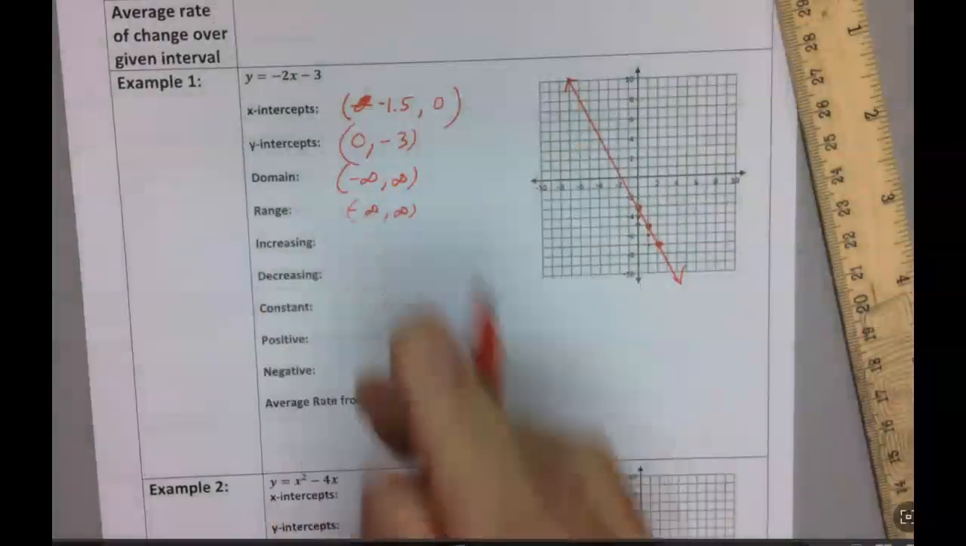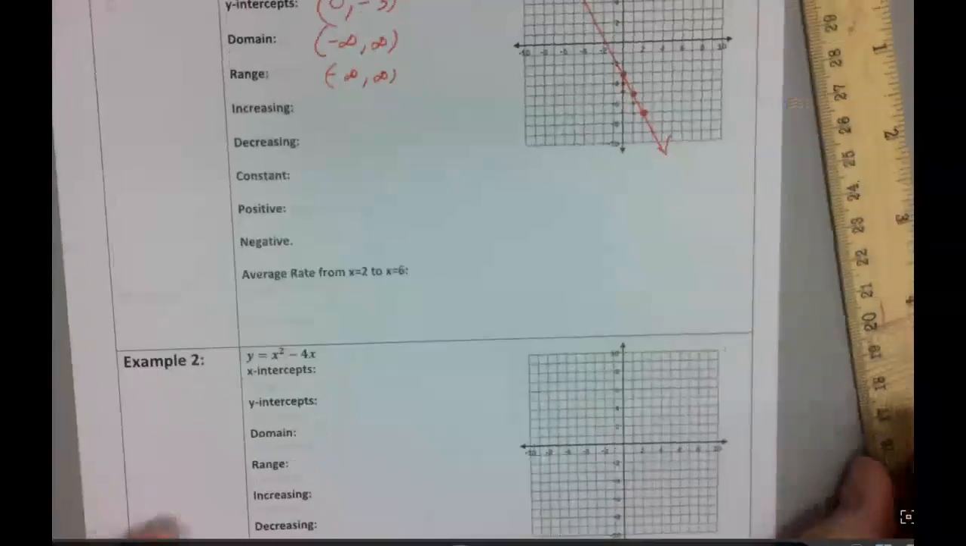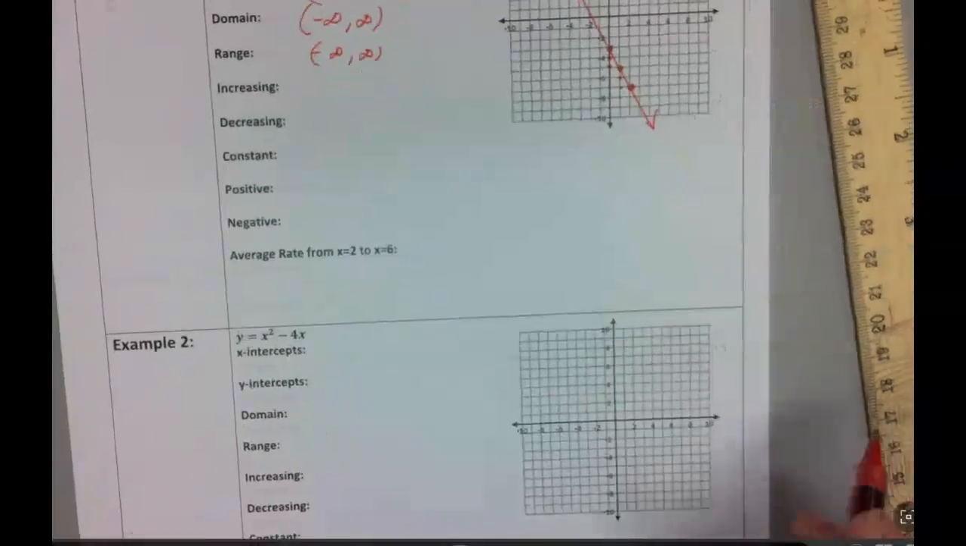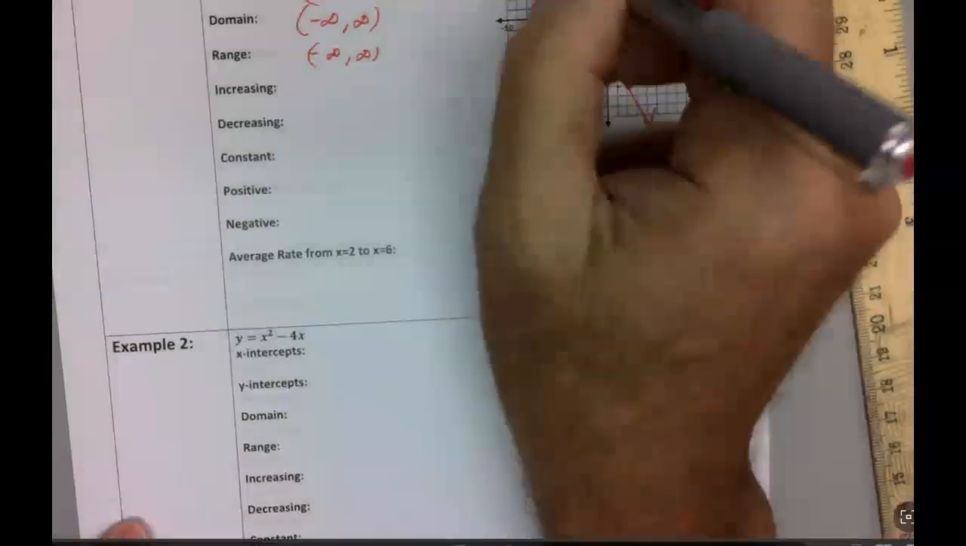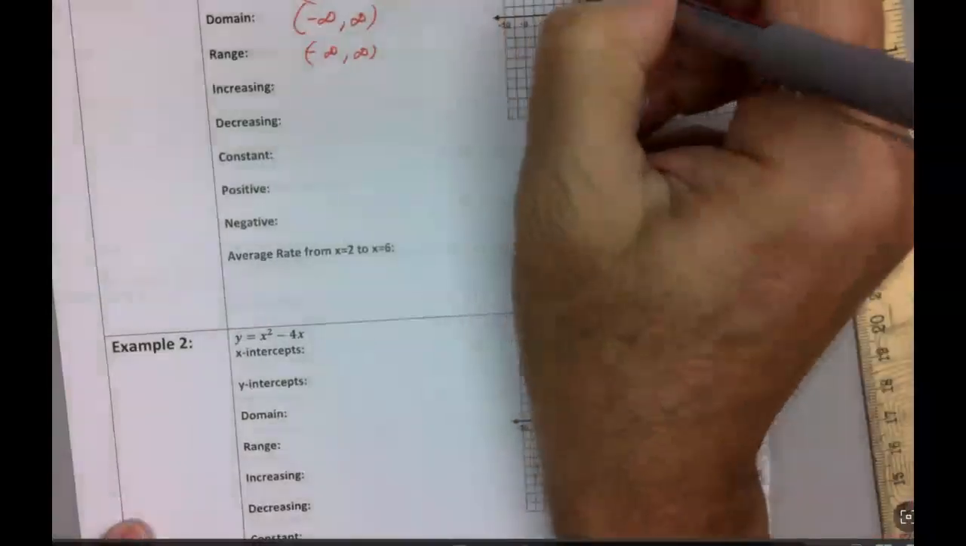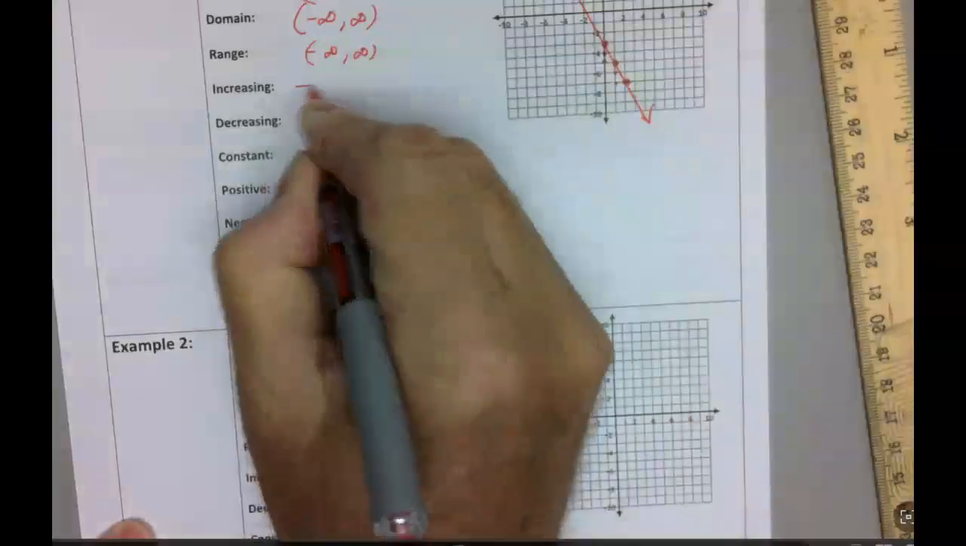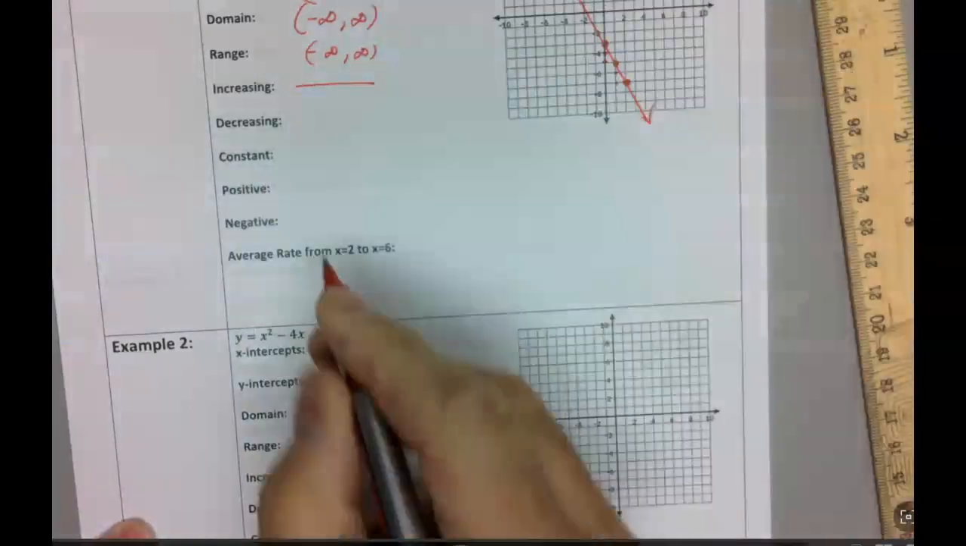Okay, so that's negative infinity to infinity. Now it asks where it's increasing. Well, it's never increasing, because as I go from left to right, the y values are getting smaller. So there's no increasing, but it is decreasing for the whole thing.